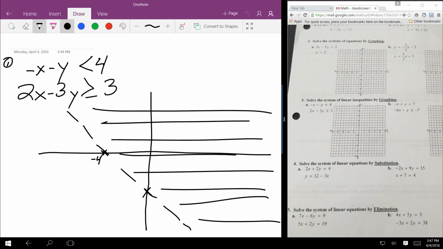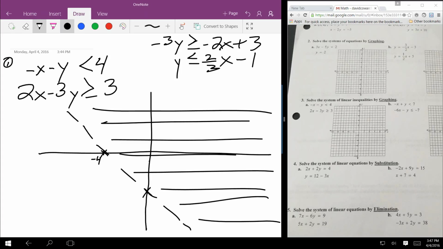All right. So the second one, convert to mx plus b format. What do you get? You get minus 3y greater than or equal to minus 2x plus 3. The next step? What is it? Y is what? Y is less than or equal to 2/3 x minus 1. Good. Now we can graph that.